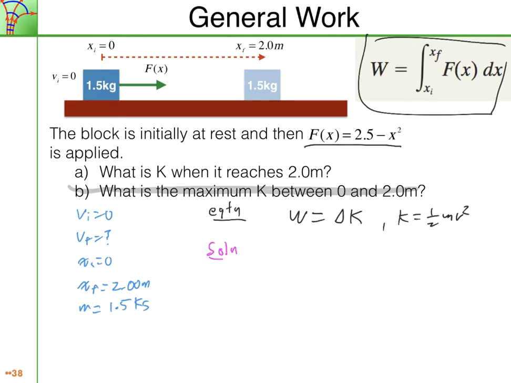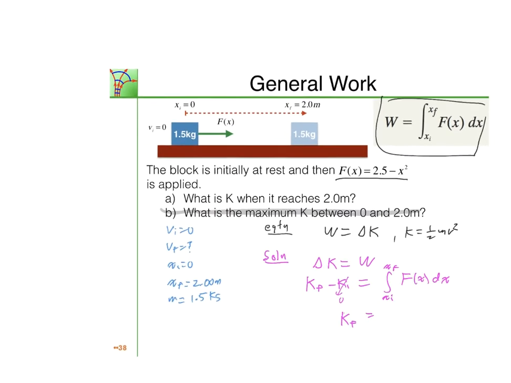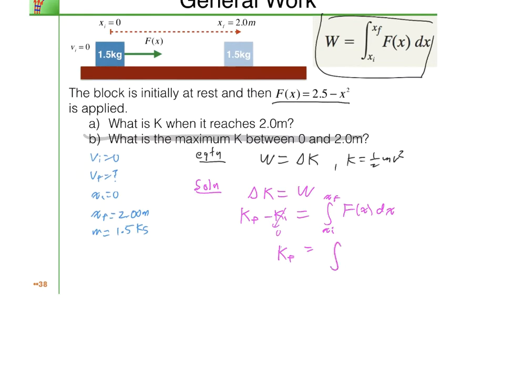All right. So I'm going to say that the change in kinetic energy is equal to the work done. In other words, K final minus K initial is equal to the work done, which is the integral of the force as a function of x dx from x initial to x final. Since it starts at rest, K initial is 0, and so we just end up with K final. And I'm going to plug in for the force, so it's the integral from x initial to x final of 2.5 minus x squared dx.